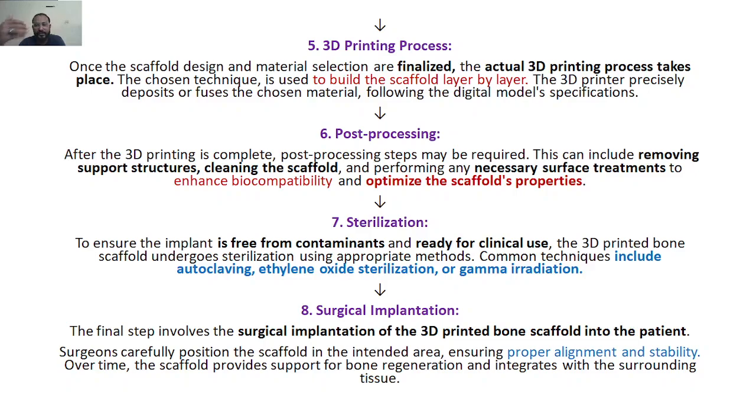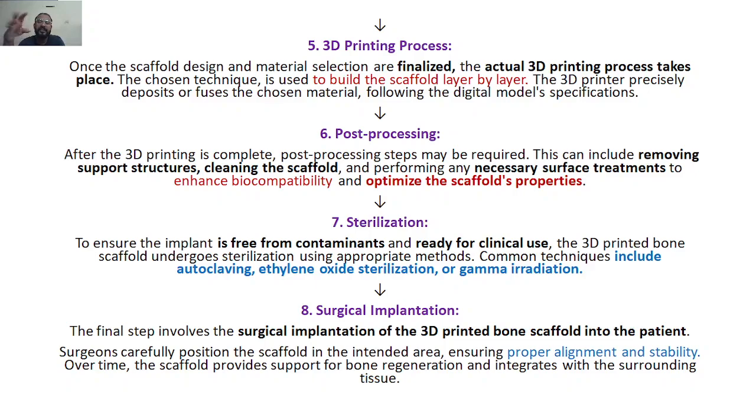Next, post processing. You need to process it after printing. You need to make sure that no other structures are involved. For example, the supports we used should be taken off, and then you clean the scaffold. Also, if any surface modification is required to get the biocompatibility property, that should be done. And then finally you need to sterilize.